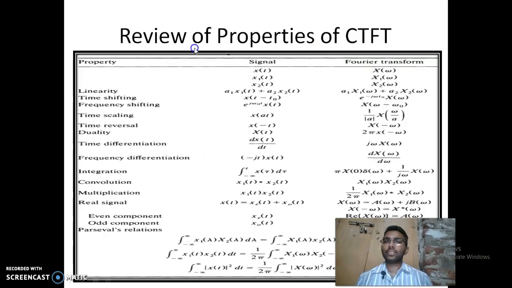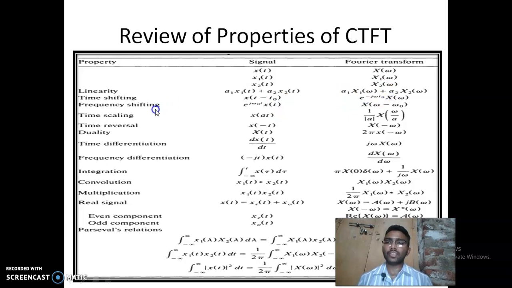So these are the properties of continuous time Fourier transform, starting with linearity. The linearity property says that A1 x1(t) plus A2 x2(t) should give me A1 X1(omega) plus A2 X2(omega), where X1(omega) and X2(omega) are the Fourier transforms of x1(t) and x2(t) respectively. And the time shifting property says x(t minus t0) will have a Fourier transform of e to the power minus j omega t0 into X(omega). It means that a delay in time will imply a rotation in the frequency domain.